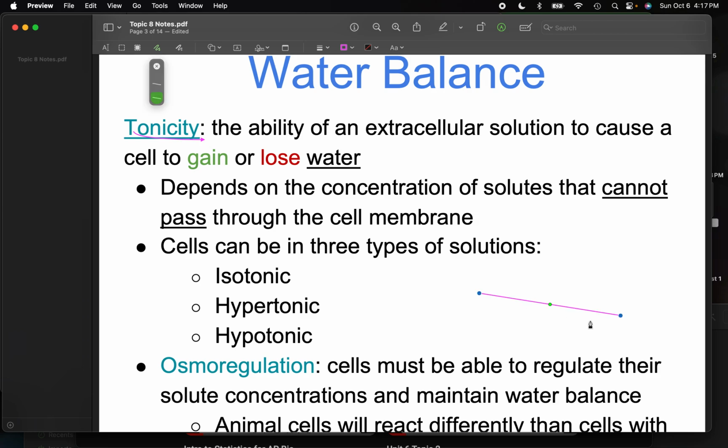So remember, our cell membrane is made up of a bunch of different phospholipids, that you have a hydrophobic head and a hydrophilic tail, and there are some substances that can pass through easily and some that can't. So really depending on those three types of those substances, it really depends on whether the cell is going to gain and lose water. So we'll get into it.